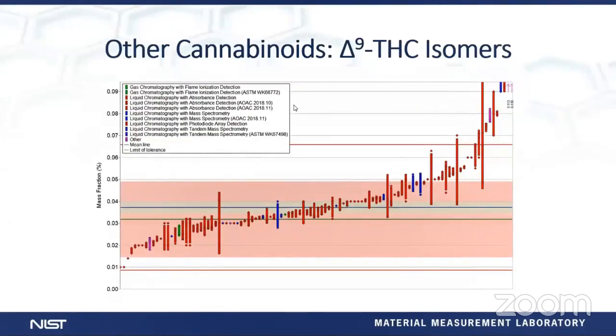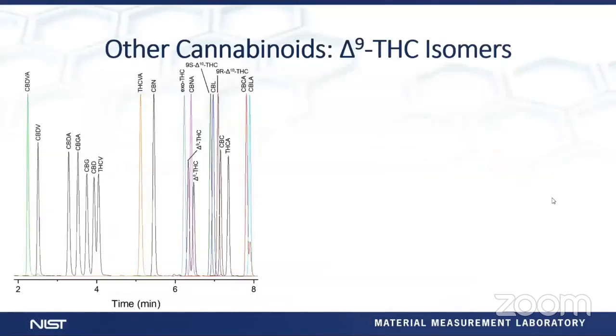And here is a graph showing the comparison between the participants and the COA value for that material. So for delta-9 THC, it's the solid green line, but you can see a lot of the participants, about 60% of them, reported mass fraction results higher than the consensus mean value, really indicating the bias high that would result from that interference.